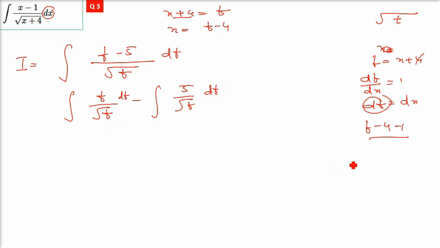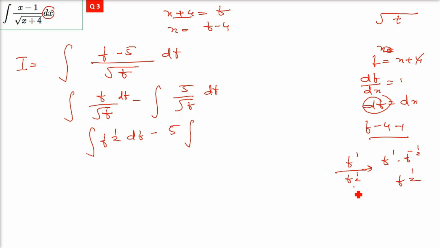t by under root t, t is here, t raised power 1. Under root t is t to the power half. It goes up, it becomes t raised minus half. When the bases are same, the exponent gets added. So 1 minus half is half only. So we get t raised half. This is integration with respect to dt.